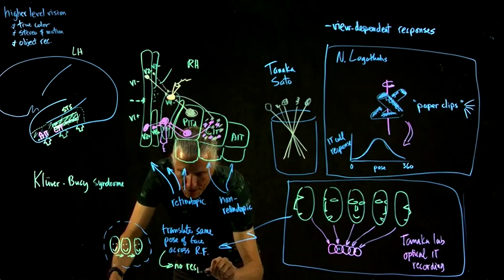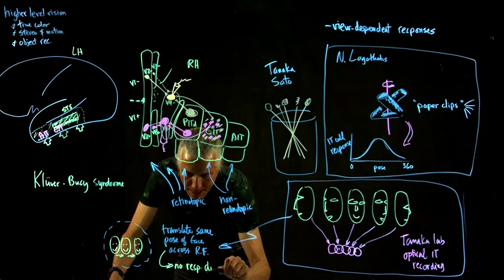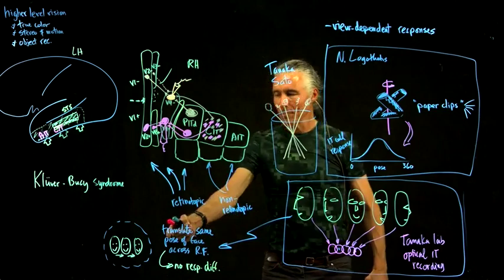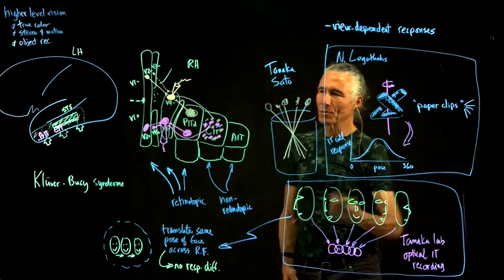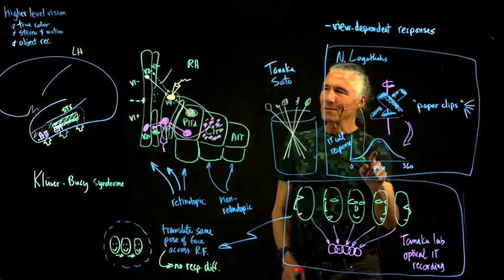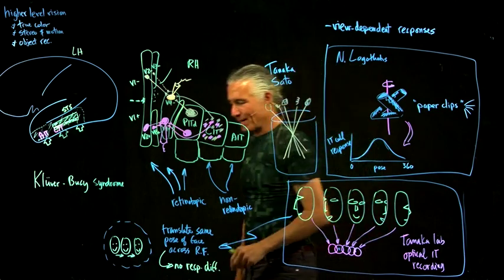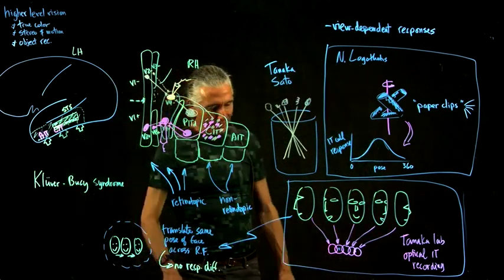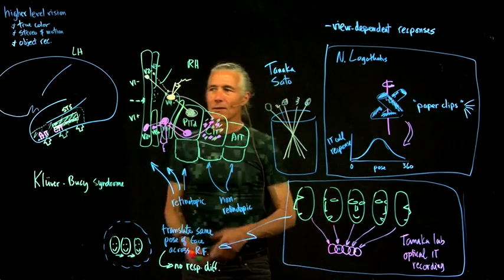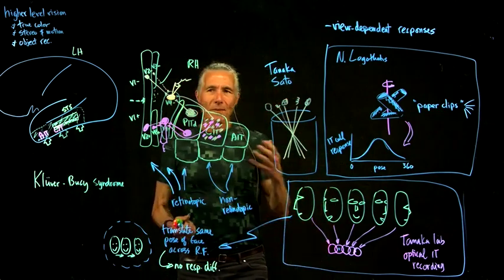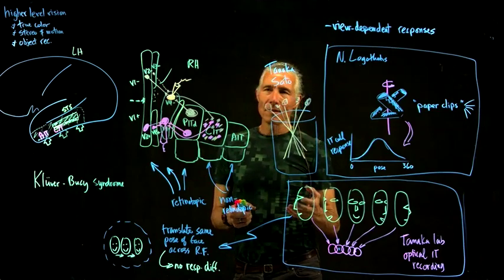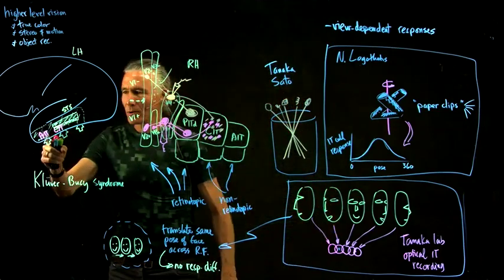And so it's not sensitive to the exact retinal position. It will always respond to the face as long as you have the right pose. But if you rotate it, then it starts to say, I don't like that pose. So that's some of the up-to-date, down and dirty evidence for what's going on in inferotemporal cortex.